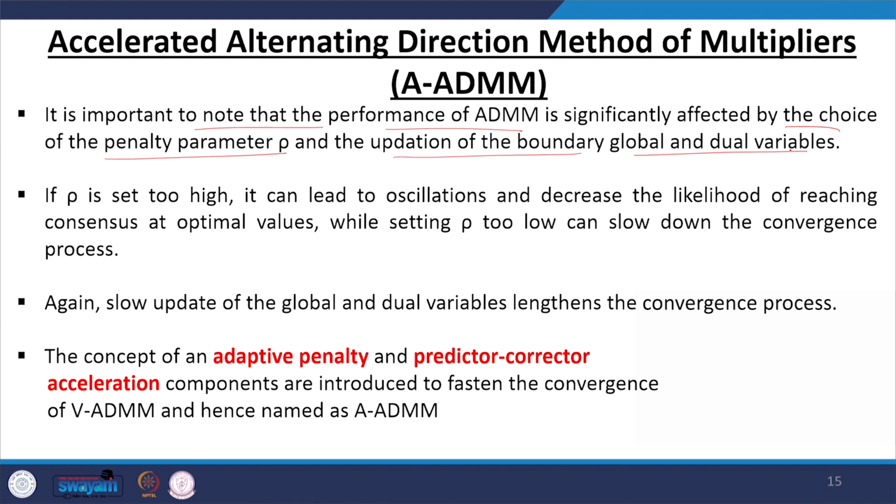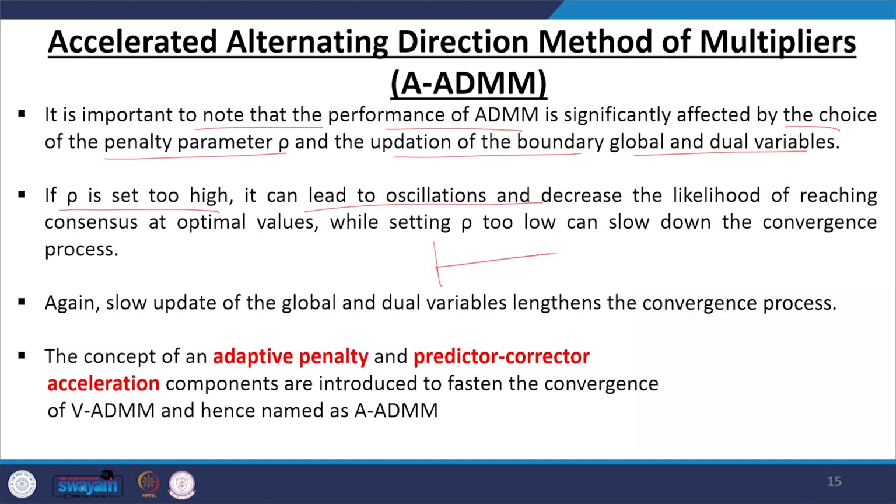That means, if your boundary and dual variables are updated properly, then your A-ADMM algorithm will become faster. That means you are reaching the consensus in a very fast manner. So, if you set your rho too high, that means a very high value, let us say 100, 200, then it will lead to oscillations. That means it cannot go towards the actual solution.